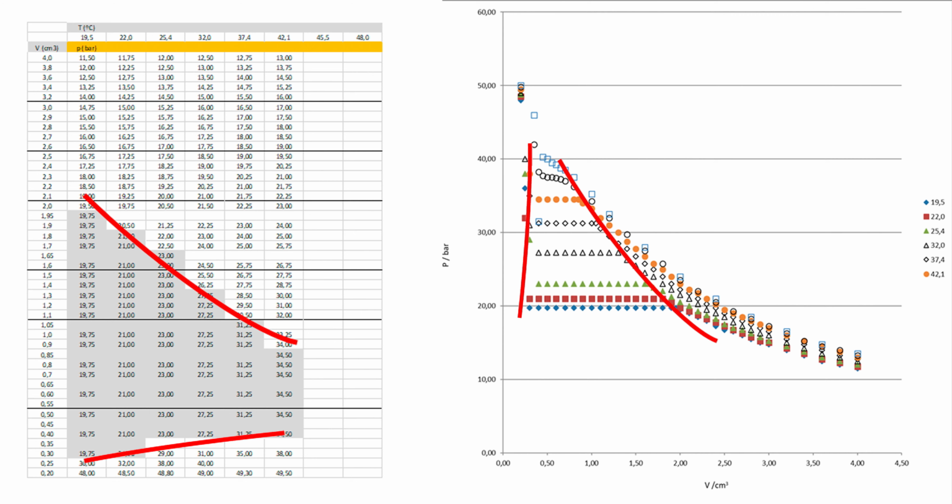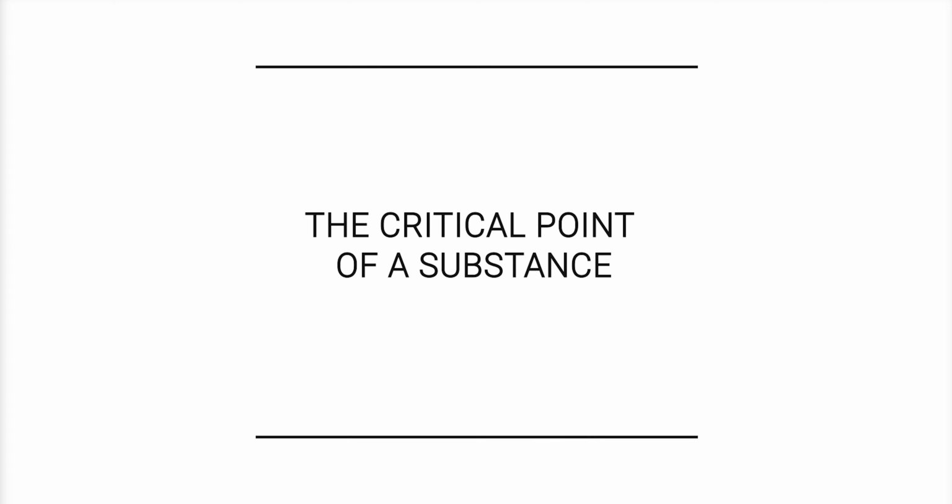It seems that both lines, saturated liquid and vapor, tend to join in a unique point as pressure and temperature increase. Can we observe this experimentally? The critical point of a substance. To observe what happens with the evolution of saturated liquid and vapor lines, we are to perform a measurement at 45.5 degrees Celsius, following the same procedure as for the previous isotherms.